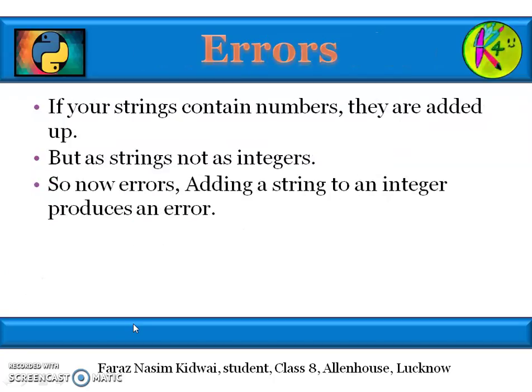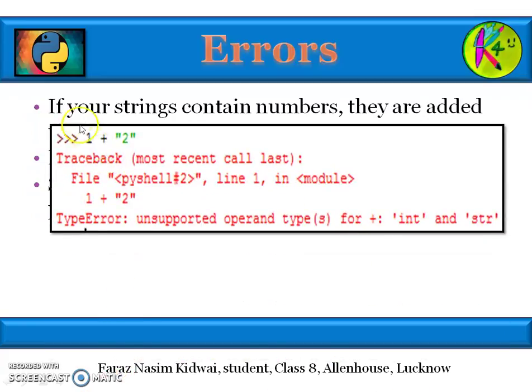Okay friends, let's move on. Now we talk about errors. If your string contains numbers, they can be added up, but as strings, not as integers. Adding a string to an integer produces an error. As always, I'll give you an example. You see here, I wanted to add a string that is 2 with 1 that is an integer. So I got a huge error from Python, that is unsupported operand types.